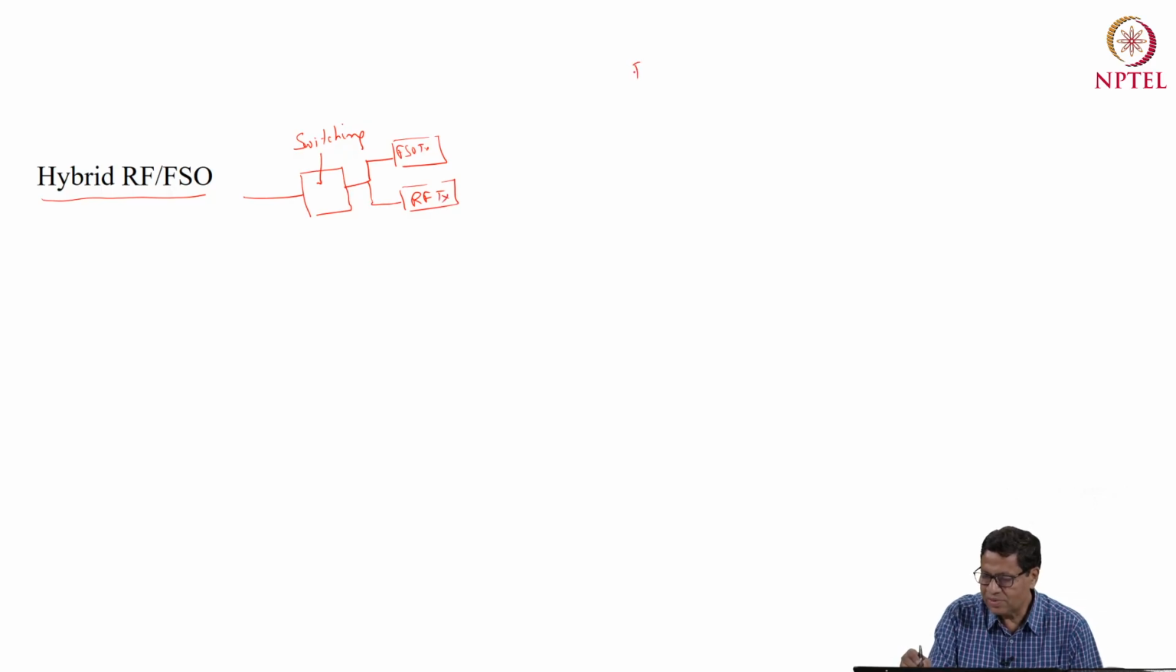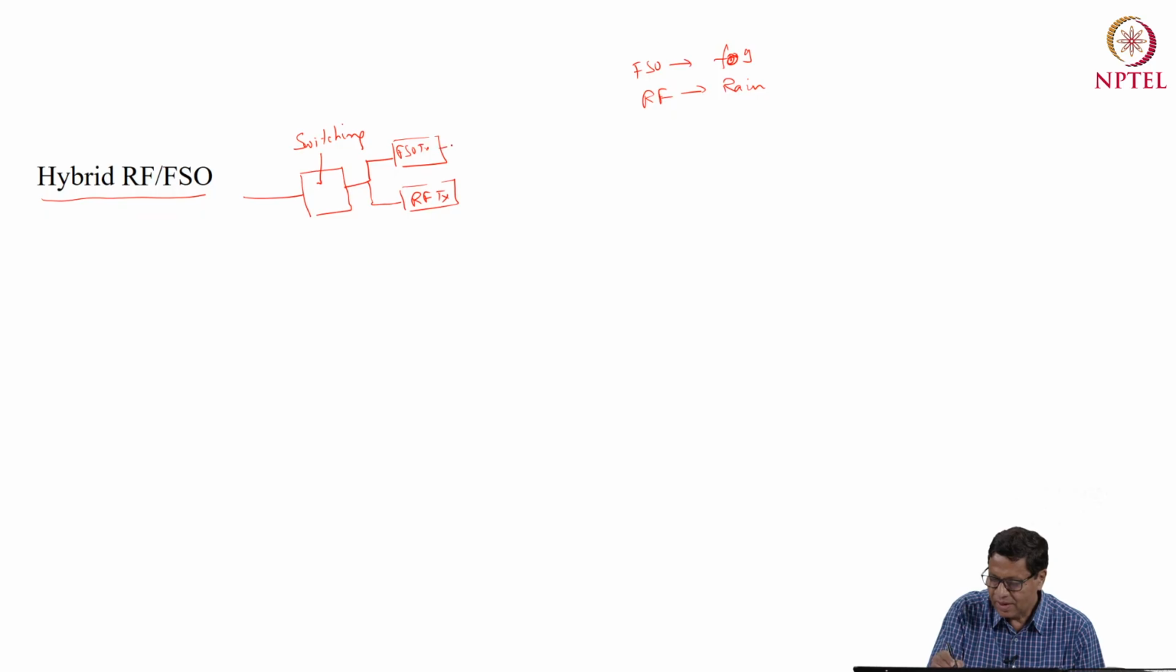Because FSO is very sensitive to fog, those kinds of disturbances, whereas RF is more sensitive to rain, because the dimension of the rain droplet is somehow similar to the wavelength lambda. So under rain conditions, RF may fail. Under fog conditions, FSO may fail. Depending upon the situation, you switch either to FSO or to RF. That is why one requires a combination of free space optics and a backup RF link.